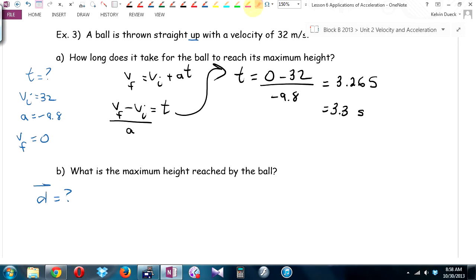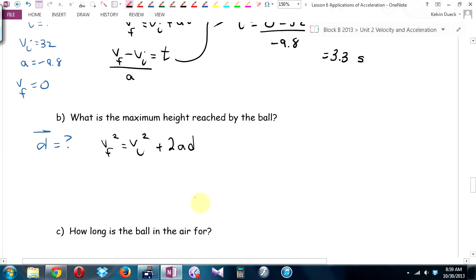So I'm looking for an equation that has VI, A, VF, and D. It can have time, although if I can avoid it, maybe I don't want to use it. Carly says VF squared equals VI squared plus 2AD. Can you get the D by itself without me coaching you at all? Okay, worth a try. Ready?